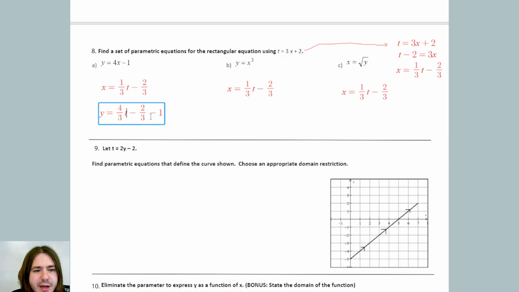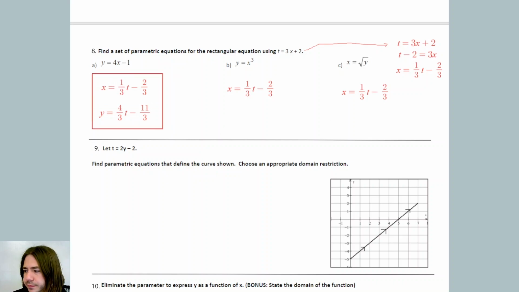2/3 times 4 would be 8/3. And then minus 1. So 1 as a fraction would be 3/3. So this will end up being 11/3. So there's your set of parametric equations for A.